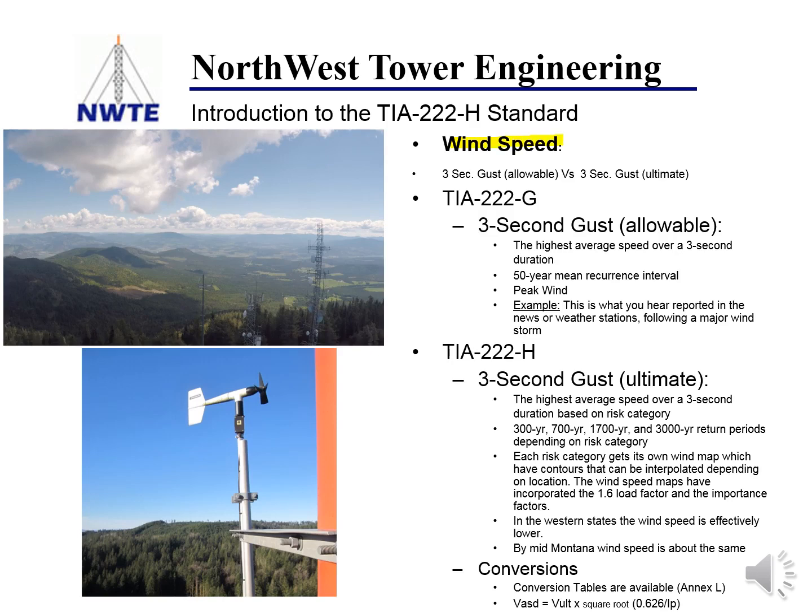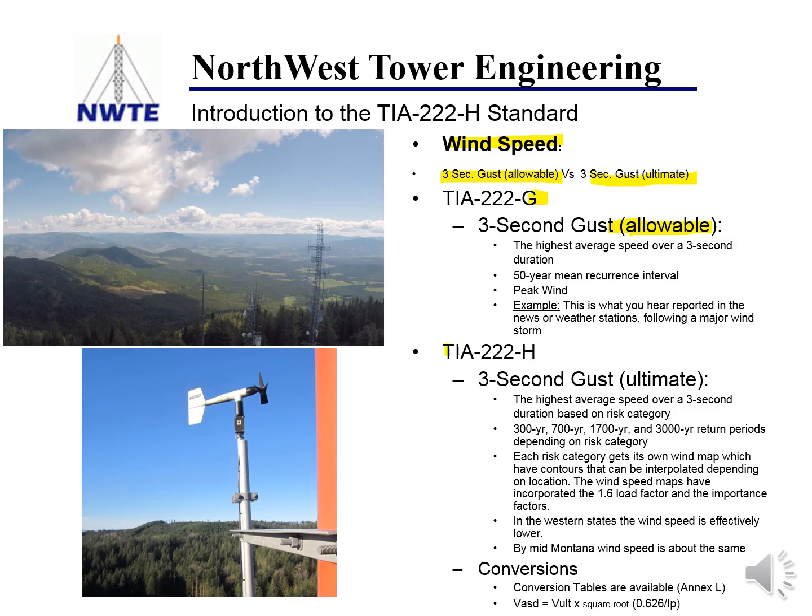Wind speed. 3-second gust allowable versus 3-second gust ultimate. Under the G standard, we were using allowable wind maps. So there was actually only one wind map.